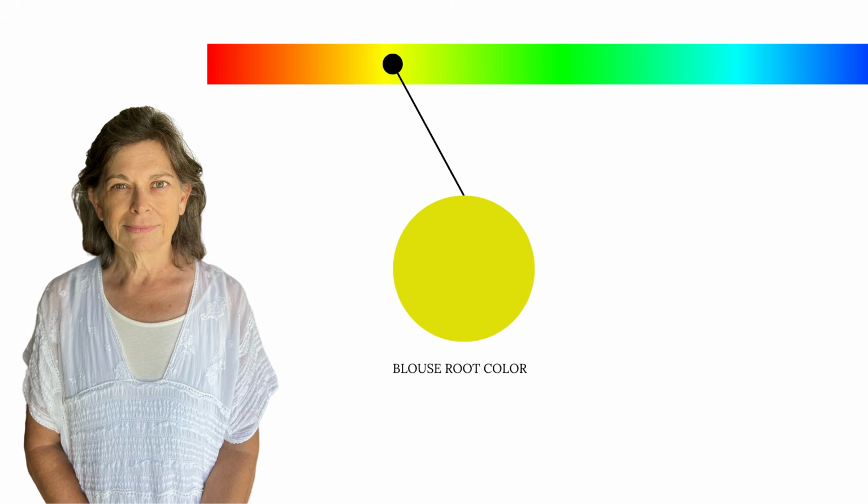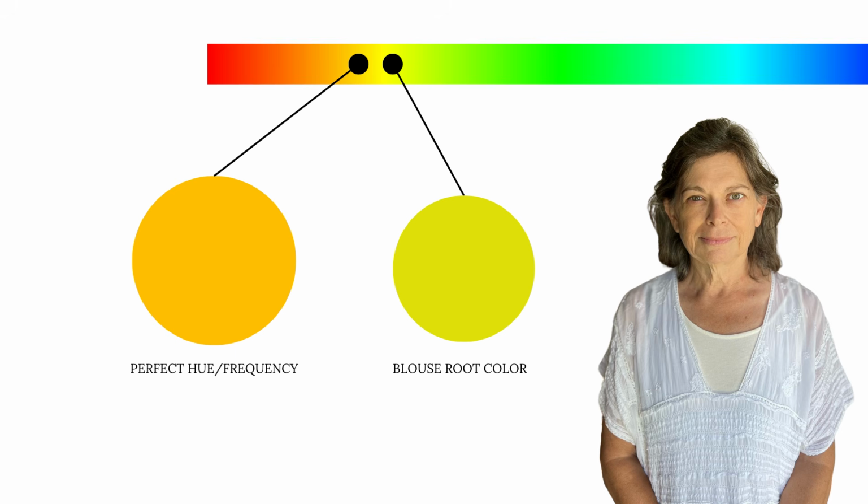When you observe that on the color spectrum, here you can see the blouse root color. It is almost a true yellow, while her perfect frequency is a little bit closer to the orange spectrum.